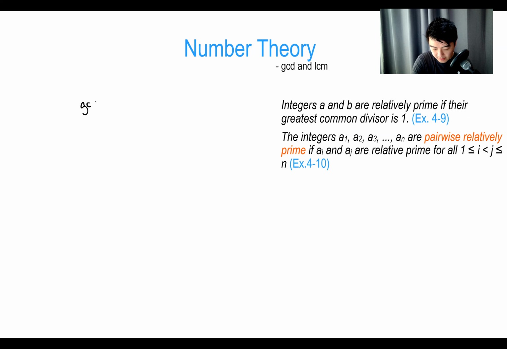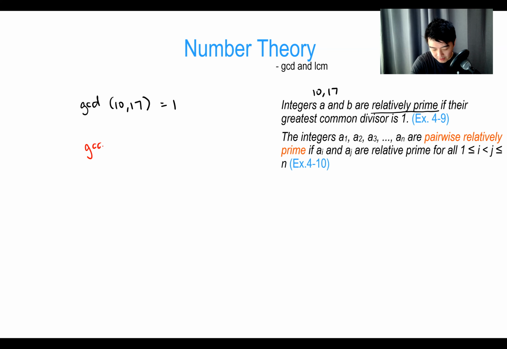The GCD of 10 and 17, for example, is equal to 1, and therefore we can say 10 and 17 are relatively prime. Just remember this as a definition, but we're going to see something interesting about relatively prime numbers a little bit later on. We can say that the integers a1, a2, a3, all the way up to an are pairwise relatively prime if for any pair of the numbers, the GCD of those pairs is equal to 1.